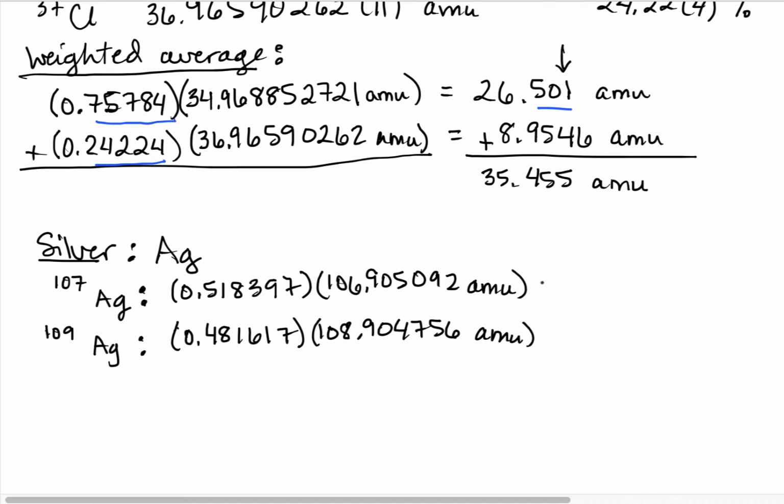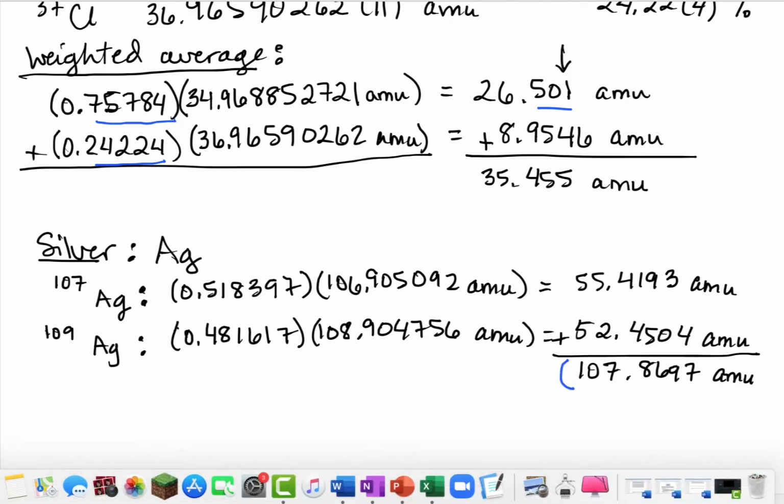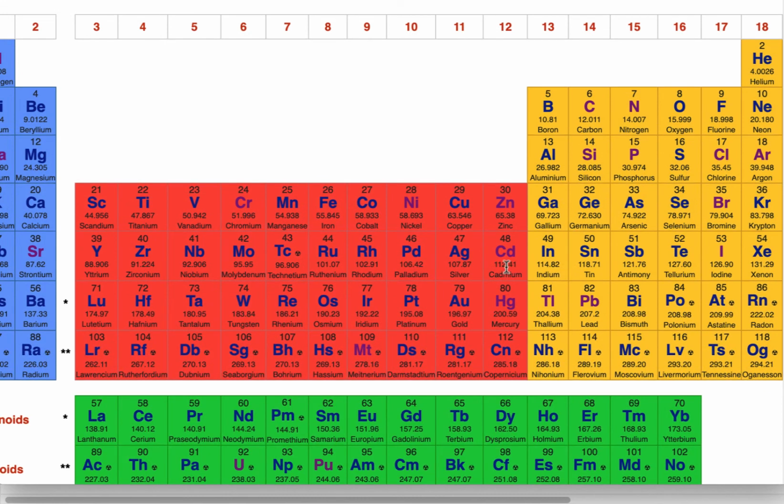And when we multiply these each individually, we should get 55.4193 atomic mass units and 52.4504 atomic mass units for the two weightings. We add those together and get 107.8697 atomic mass units. Now notice that this has more significant digits than what is being retained on the periodic table for silver right here.